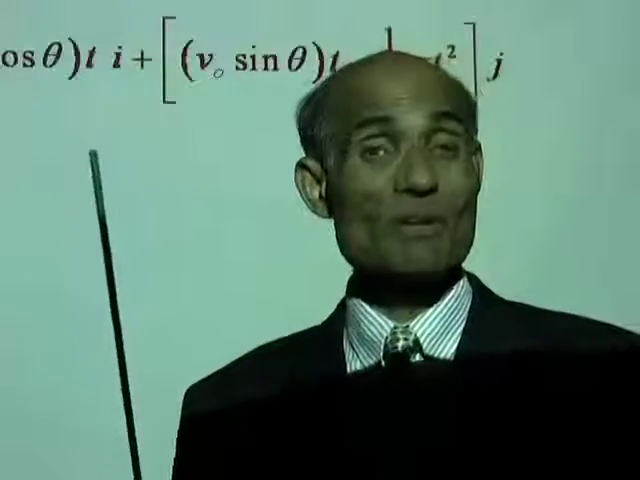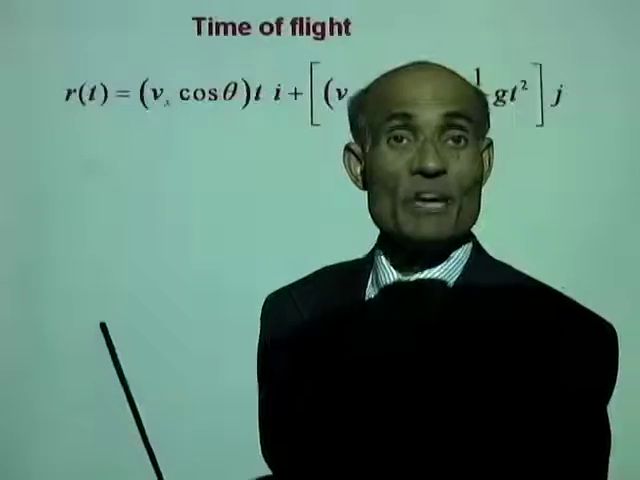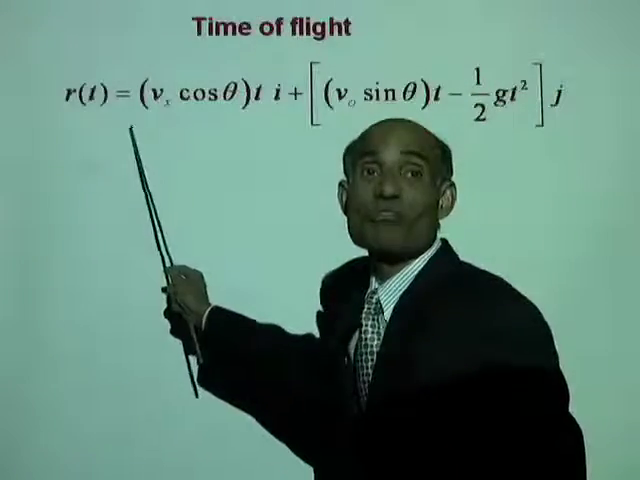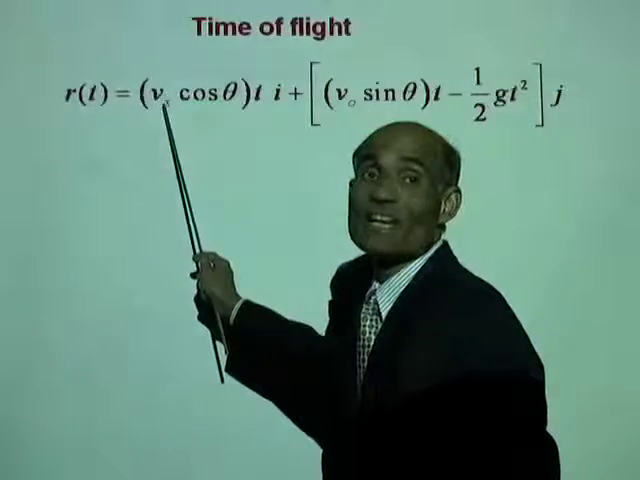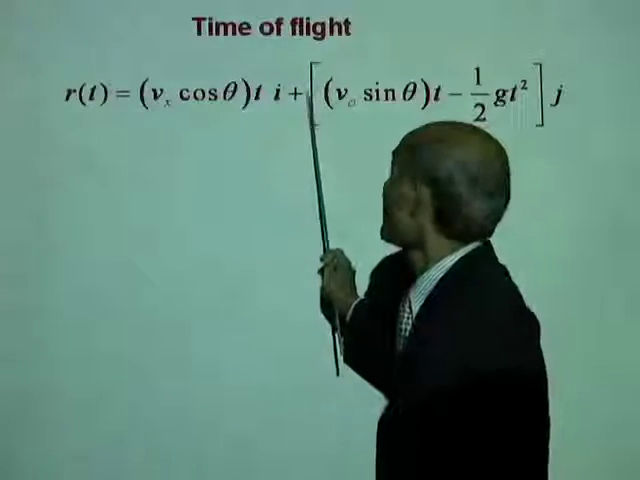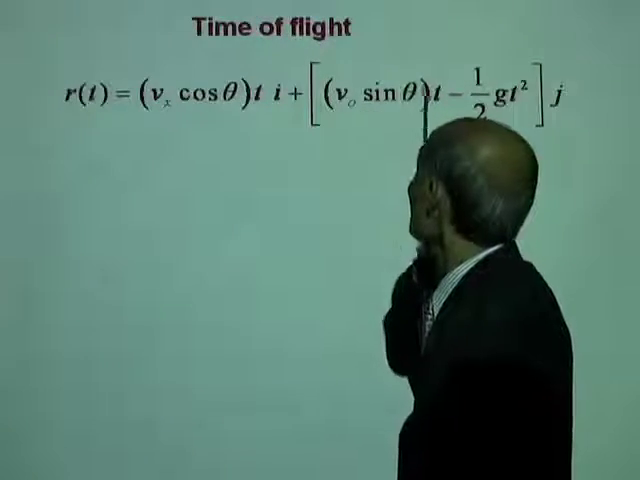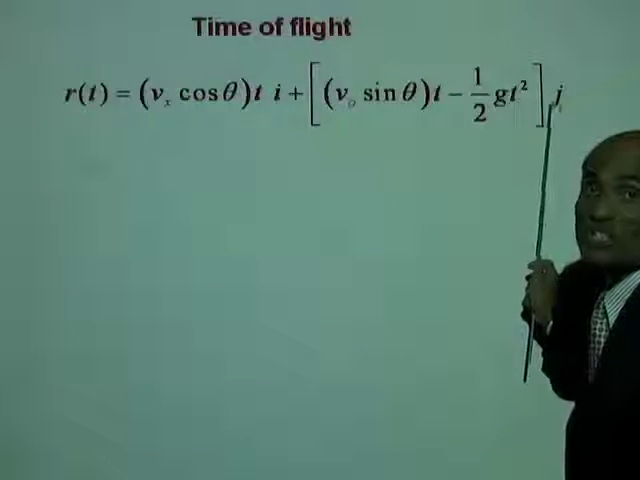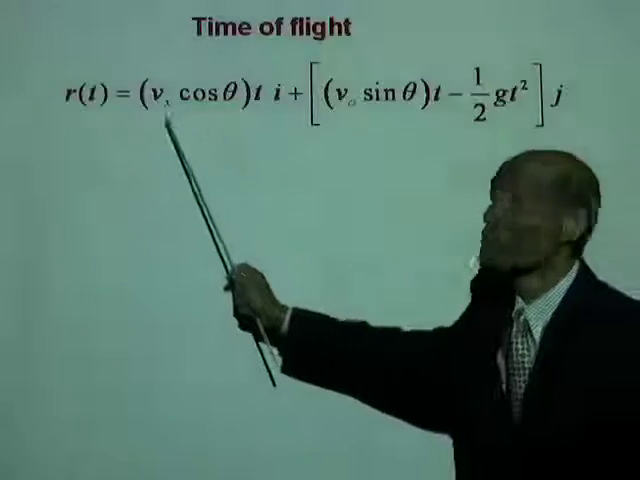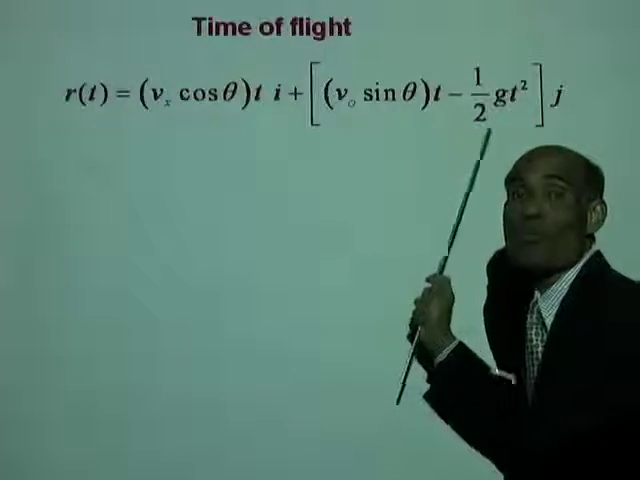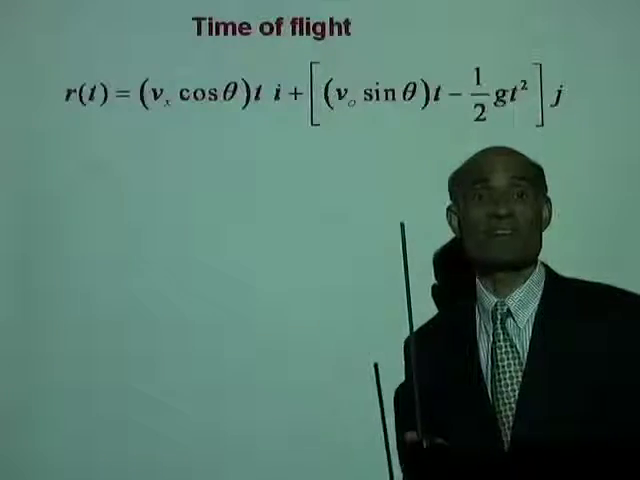Position to become 0. Therefore, we start by looking at the position function. R of t is V0 cos theta t i plus V0 sin theta t minus 1/2 g t squared j. This is the x position of the projectile. This is the y position of the projectile.